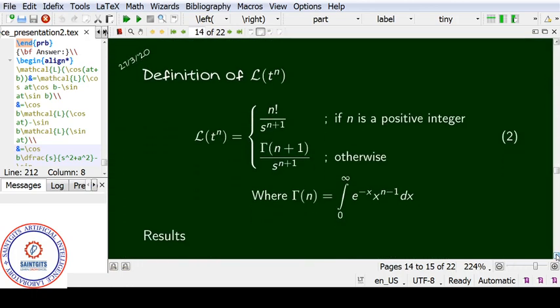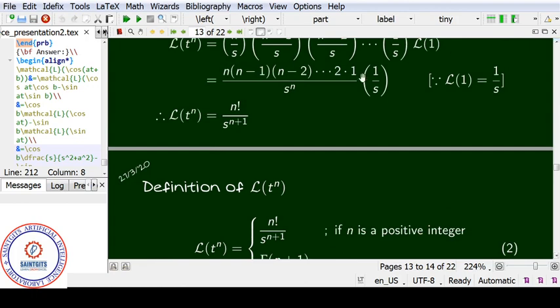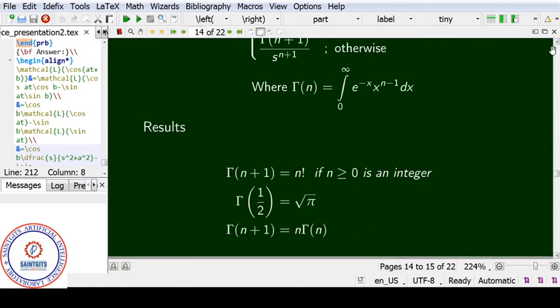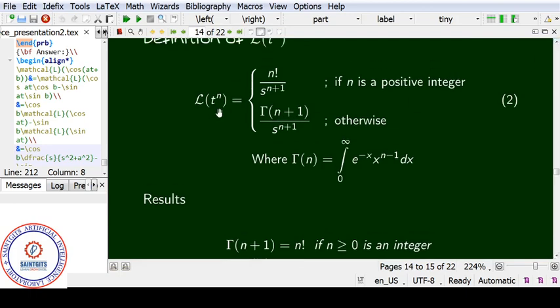Now we are going to formulate a definition for L of t raised to n. One thing we have to keep in mind is that to apply this 1 into 2 into etc. into n as n factorial, n should be a positive integer. But it need not be true in all the cases. And therefore we generalize the definition like this: L of t raised to n is equal to n factorial divided by s raised to n plus 1 if n is a positive integer.